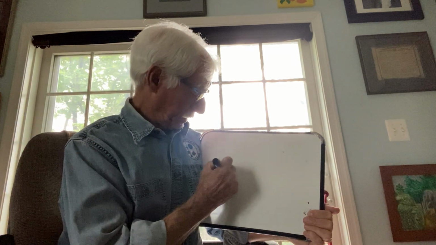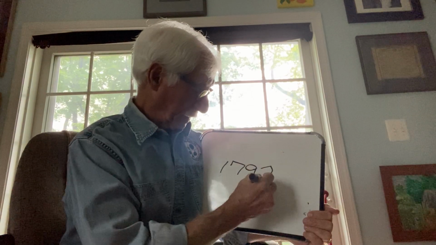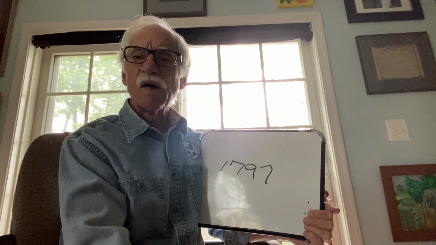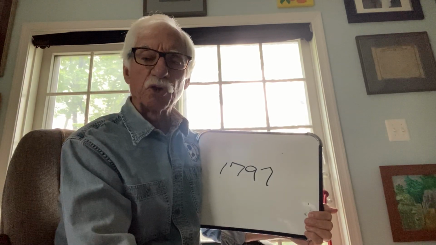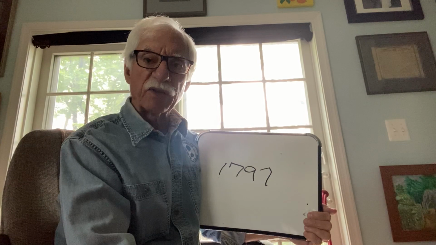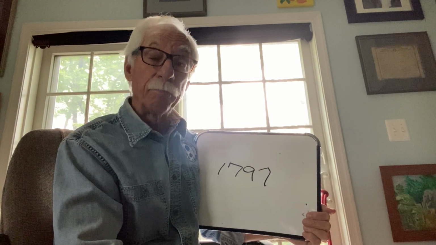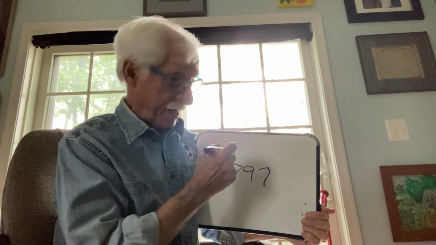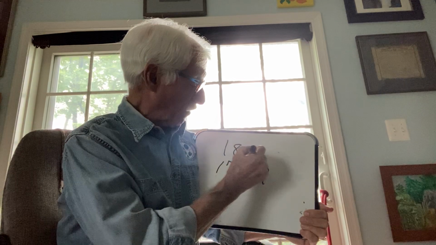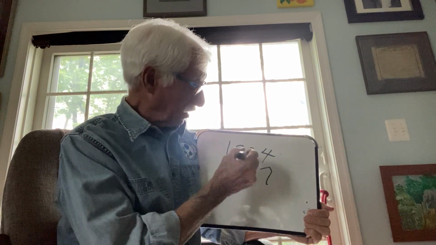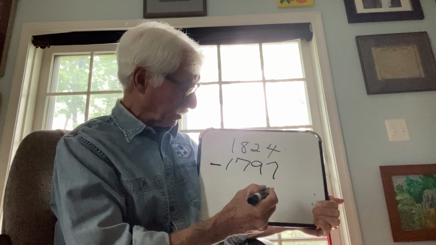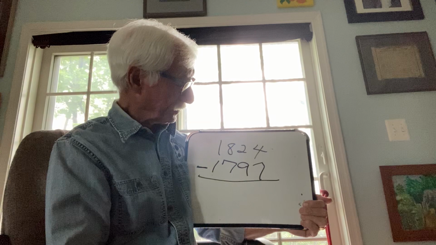So John was president in 1797, and his son was president in 1824. If I want to know the difference between numbers, I got to do subtraction. So that means that the big number has to be the minuend, right? 1797 is smaller than 1824. So 1824 is the minuend, 1797 is the subtrahend. And I want to find the difference between the two, so that means I got to subtract.